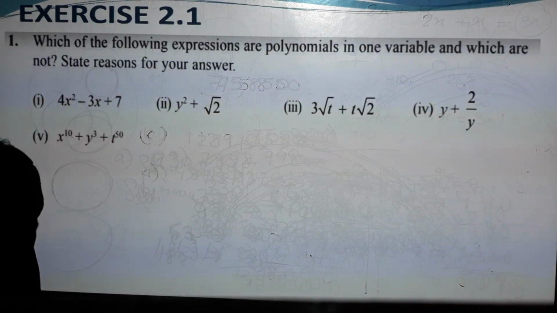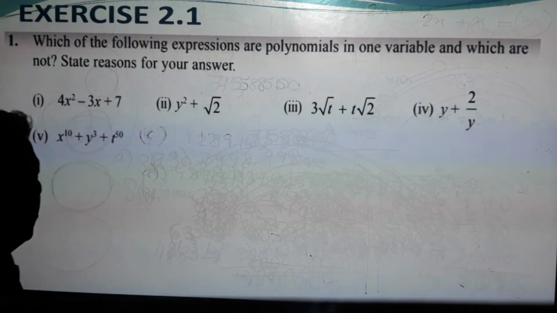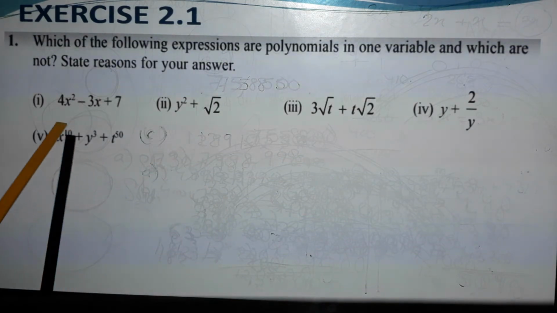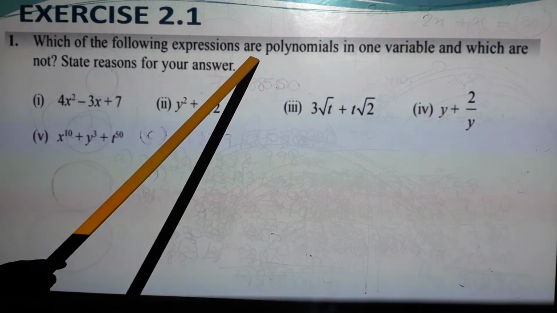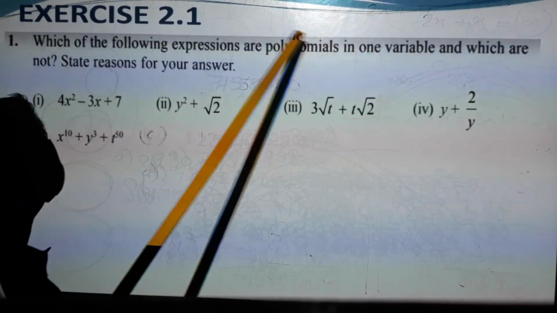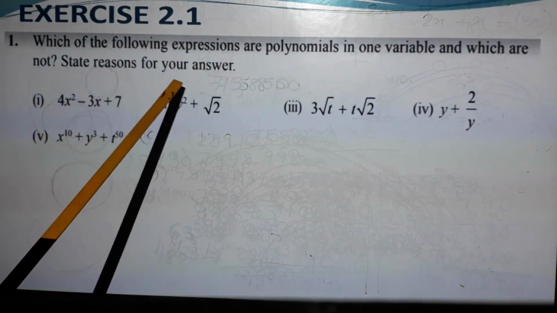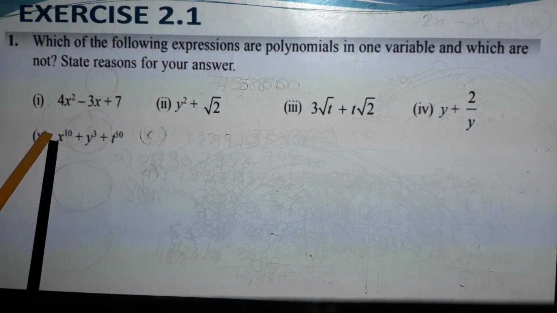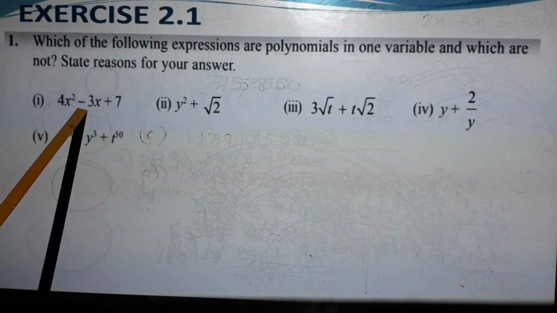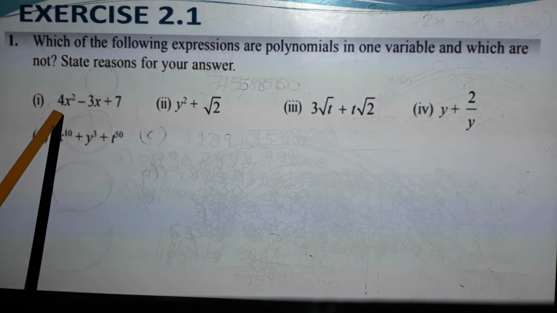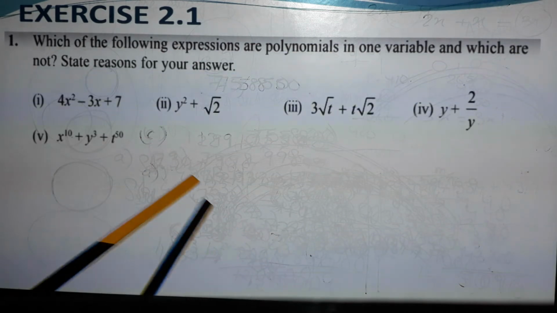These are some of the questions I have taken from your exercise 2.1. The first question: which of the following expressions are polynomials in one variable and which are not? State reasons for your answer. Here, the first one, 4x squared minus 3x plus 7. What is the variable here? x. There is a single variable, x.